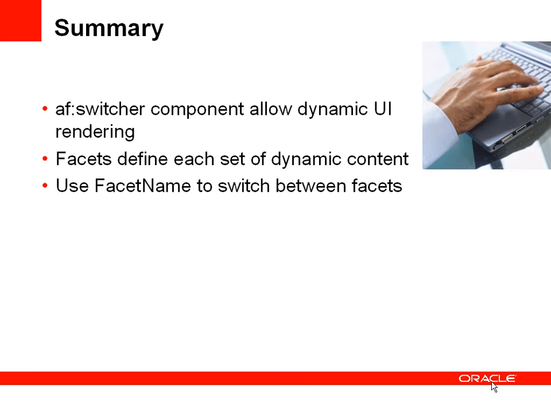So you've seen how you can use an AF switcher component to allow you to dynamically render different parts of your UI using different UI components. The AF switcher component defines facets, and each of those facets is an area of dynamic content that can be rendered using the property facet name to switch between the different named facets.